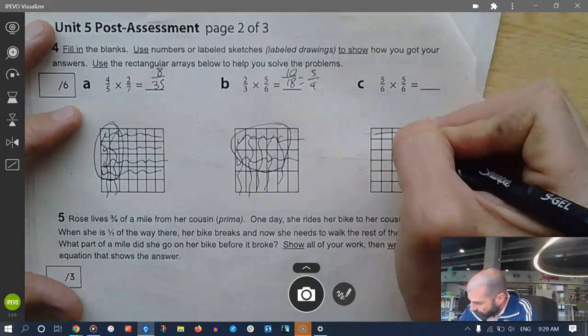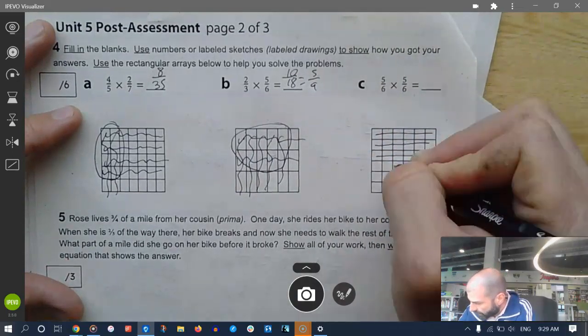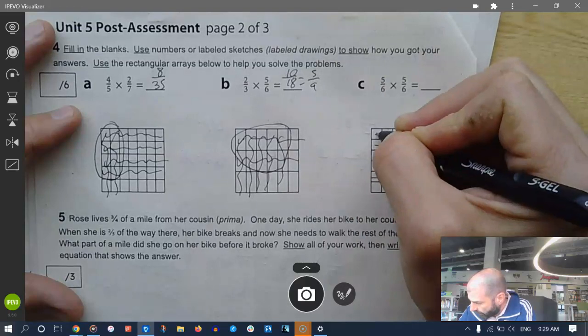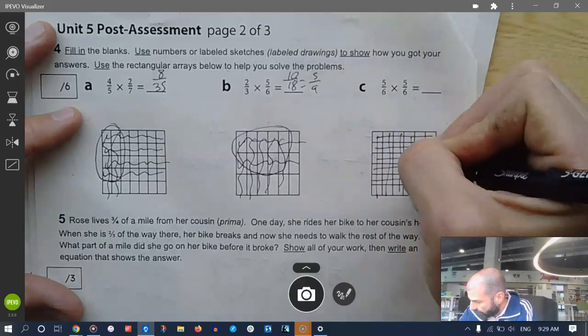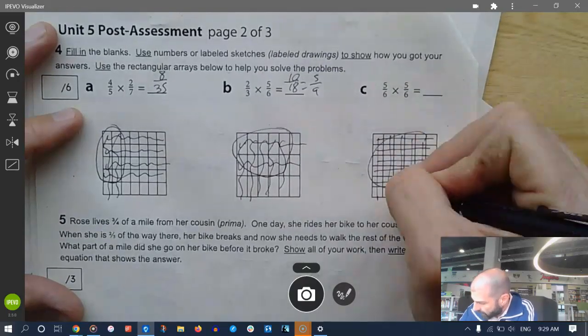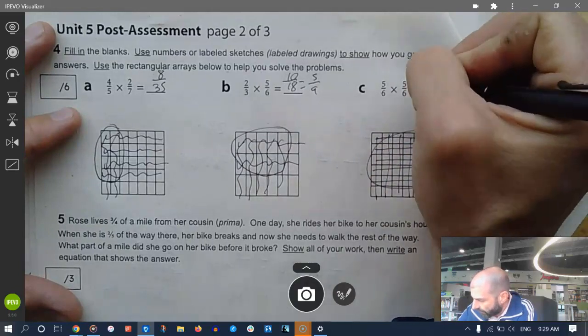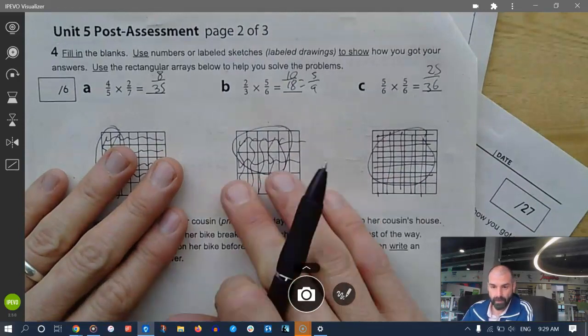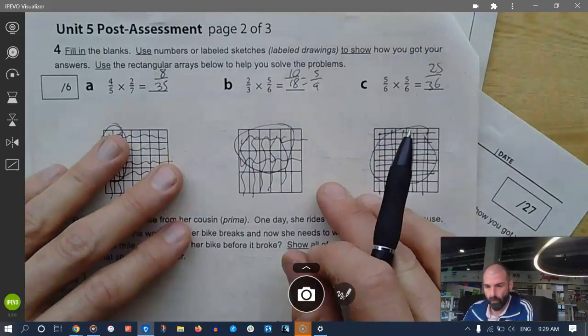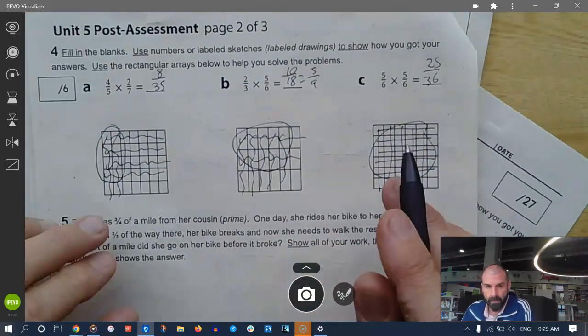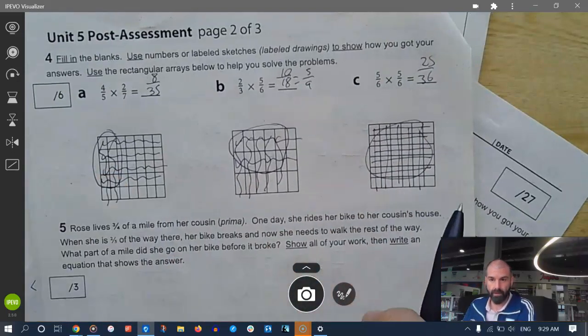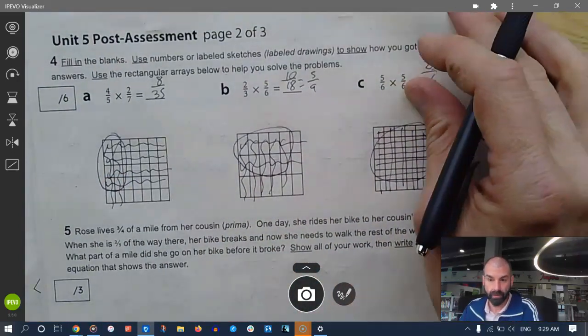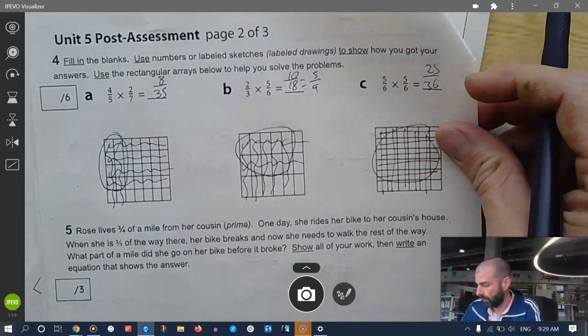5/6 times 5/6, 1, 2, 3, 4, 5 by 1, 2, 3, 4, 5. So this area right there is 25/36. All right, so your drawing has to look something like this. Some of you were kind of close, some of you were way off. This one would maybe be one where you have to come in and check with me to see what I thought about it. And if we disagree, you can talk to me about why you might be correct.